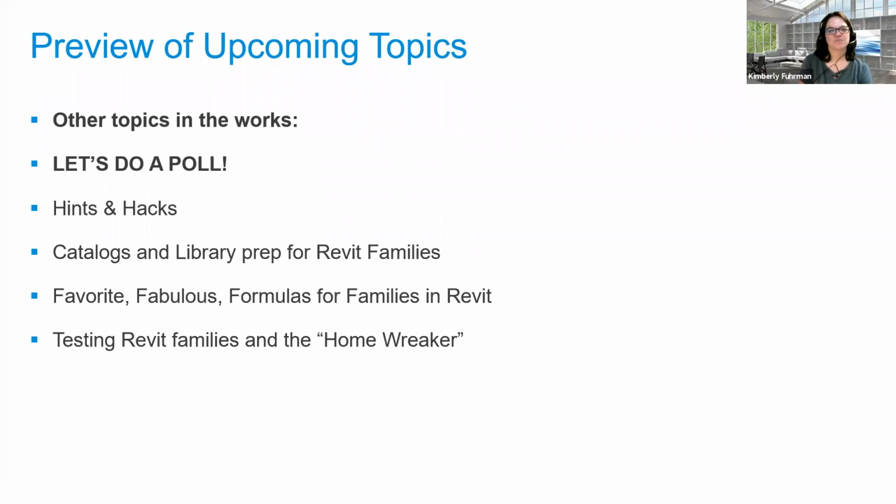We could do catalogs and library preps. And I think catalogs and library prep come together because a lot of times when I'm preparing a family for the library, I don't want to see 20 different types in there. That's a library. How about the famous fabulous formulas for families in Revit? That one I know is a hot topic that has been mentioned in the past, is formulas. And then testing families and the home wrecker. You know who the home wreckers are. They're the ones that take your families and see what can break on them. These are good people to have around when you're a family builder. I like the idea of having a home wrecker.